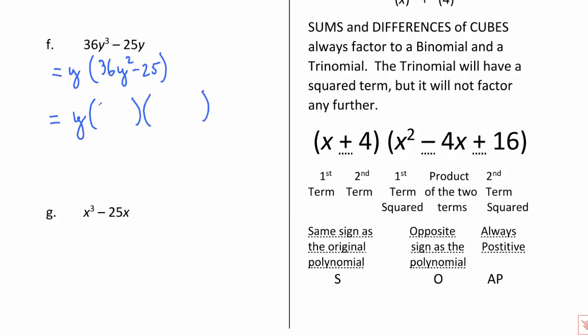Square root of 36 is 6. Square root of y squared is y. And the square root of 25 is 5. The minus sign means that one's plus, one's minus. So y times 6y plus 5, 6y minus 5. Because I can't factor any of those, we are now done.